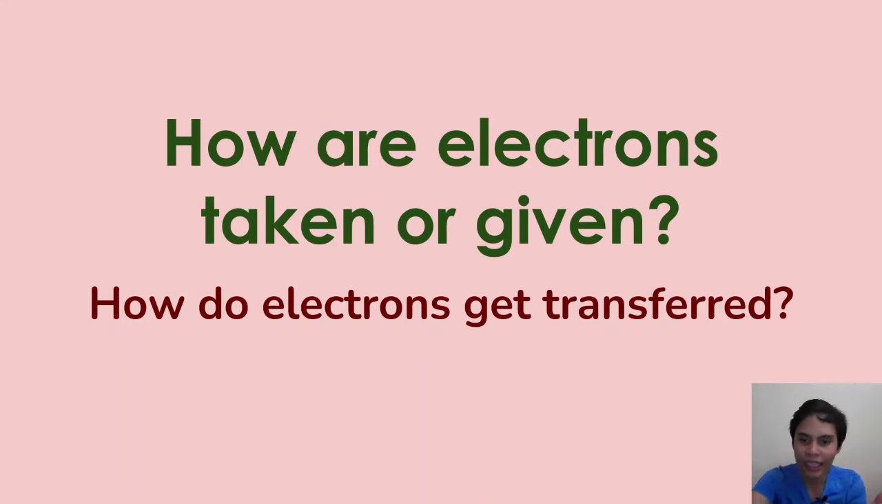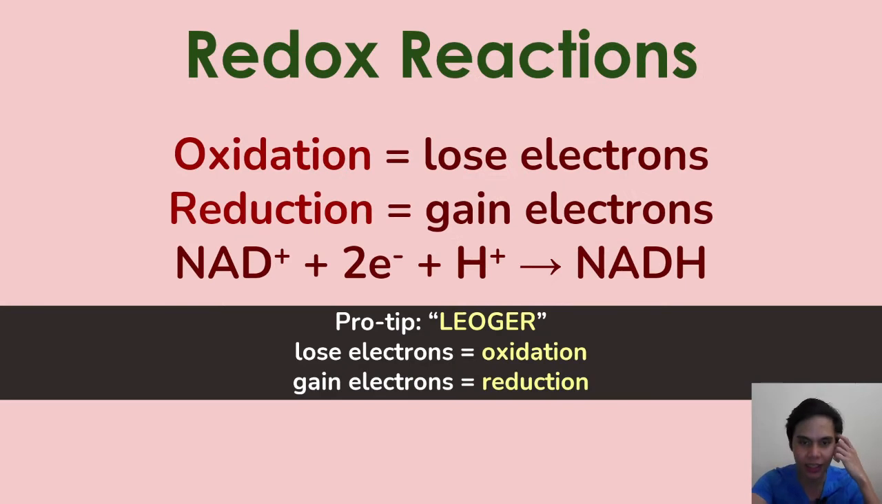So let's focus first on the electrons that were taken by NAD plus there. Again, this is an example of redox reactions. Just to review here, oxidation is the loss of electrons, while reduction is the gaining of electrons. So you can remember it using LEO the lion says GER, or OIL RIG. Oxidation is loss, reduction is gain, and so on.